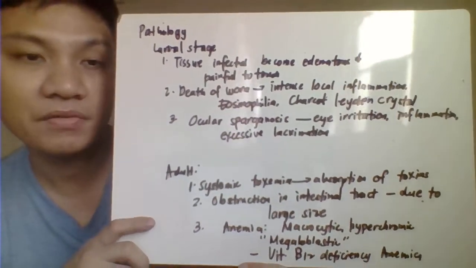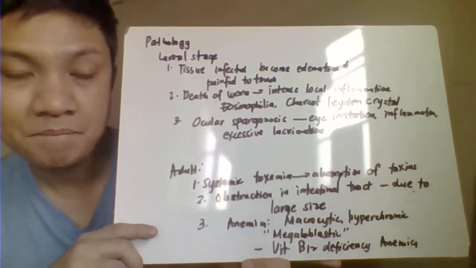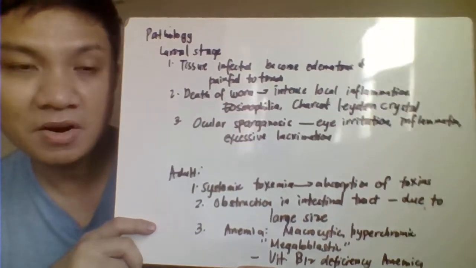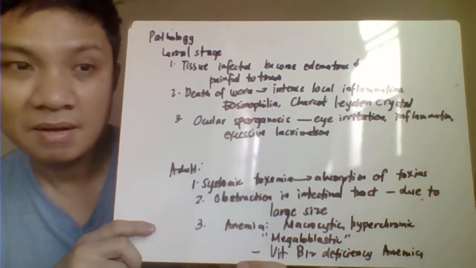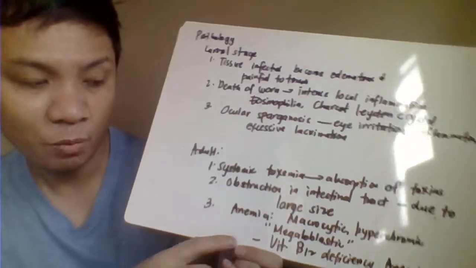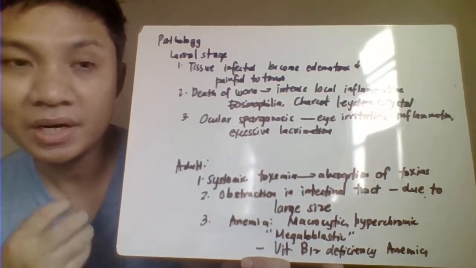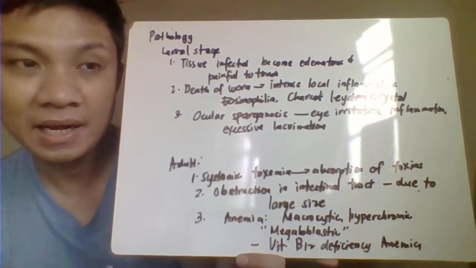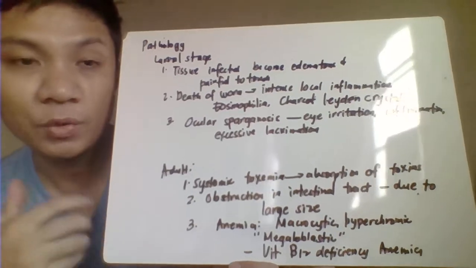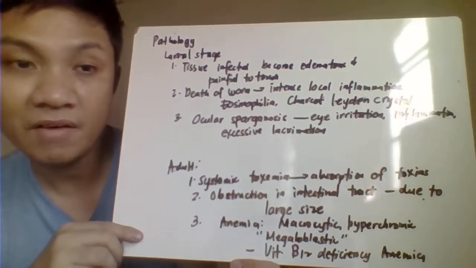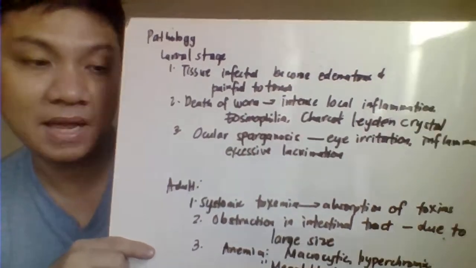Anemia here in the form of your vitamin B12 deficiency anemia. And that's considered here to be your megaloblastic anemia. And that's your macrocytic hyperchromic anemia. Why vitamin B12? Because again, this latum here tries to eat or ingest here the vitamin B12 that would eventually deprive the host here with the vitamin B12 and that results here to vitamin B12 deficiency anemia.